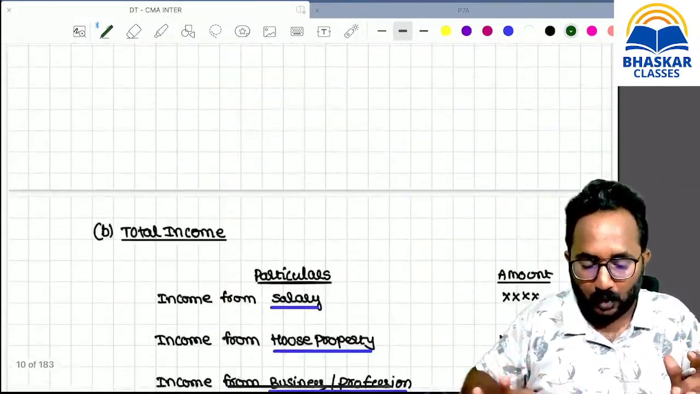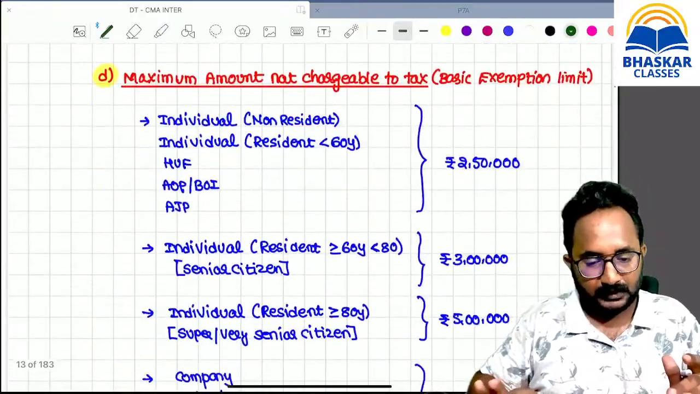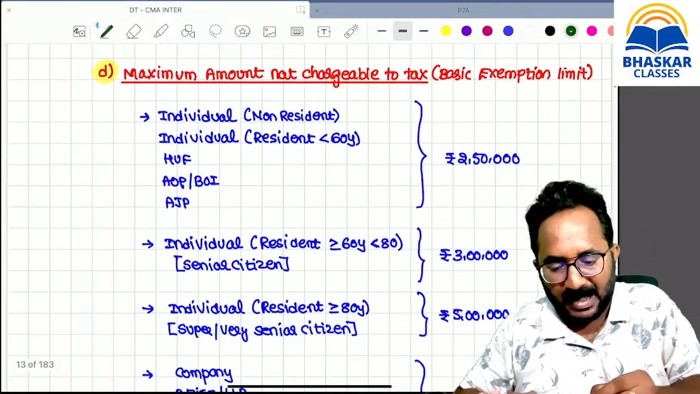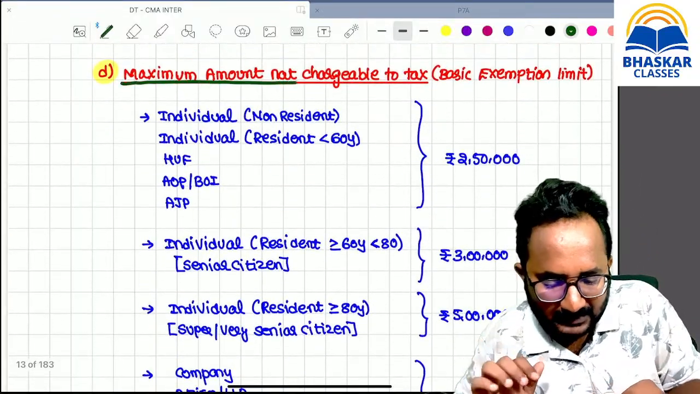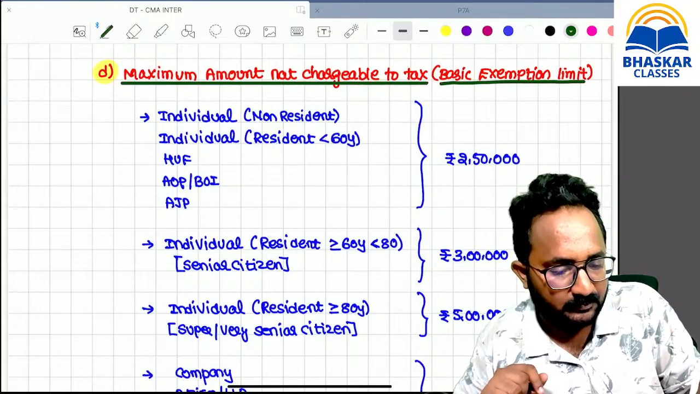Now, I want to tell you about the basic exemption limit. Maximum amount not chargeable to tax. This is only called the basic exemption limit. Listen carefully.